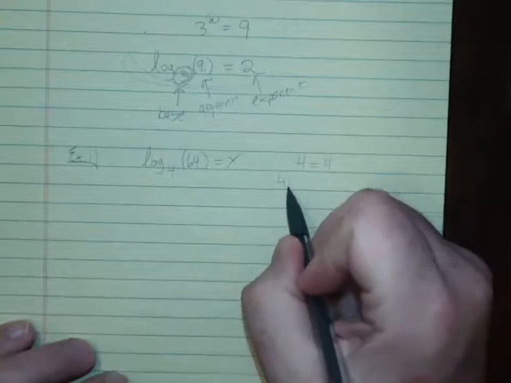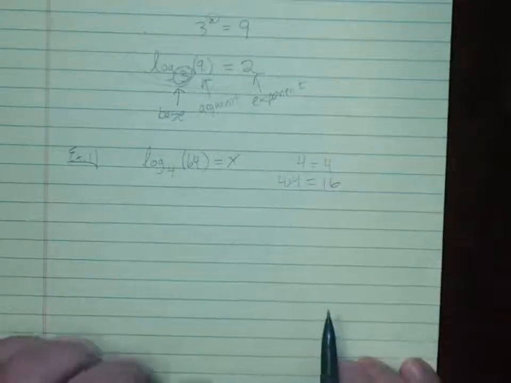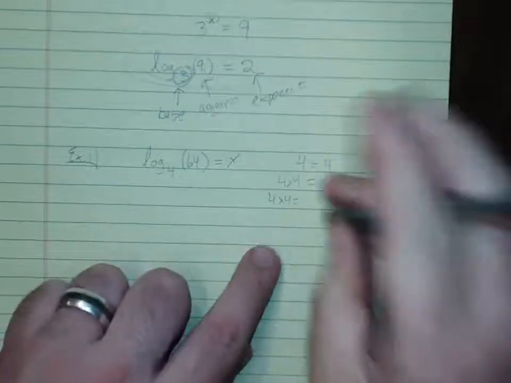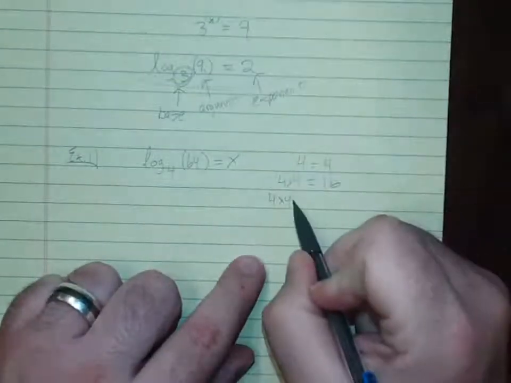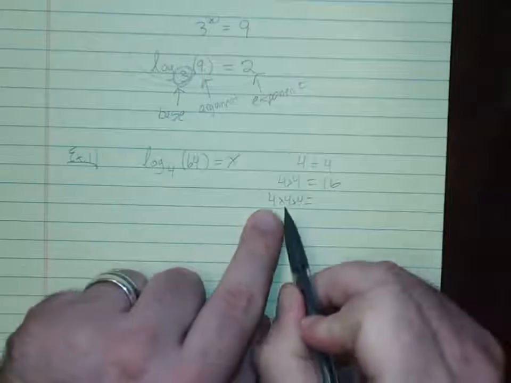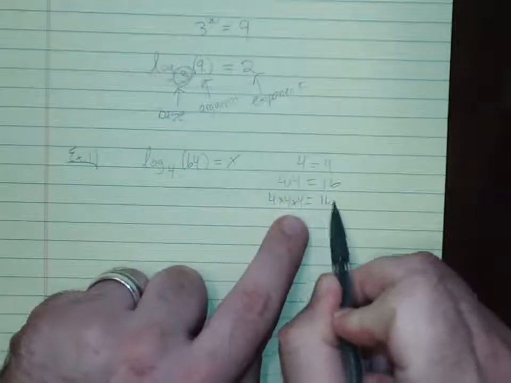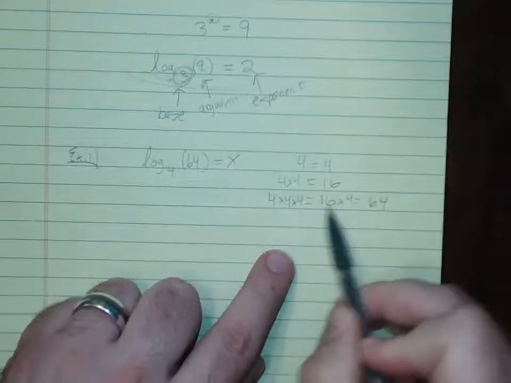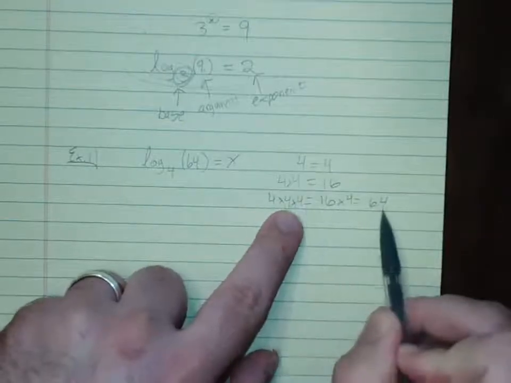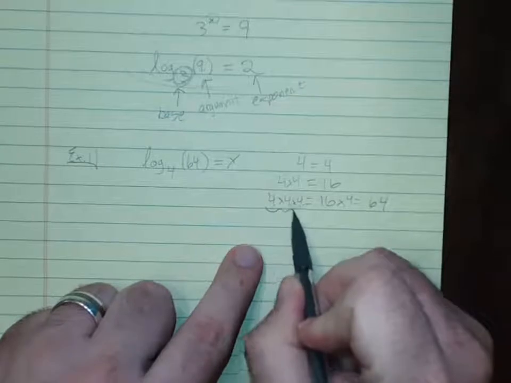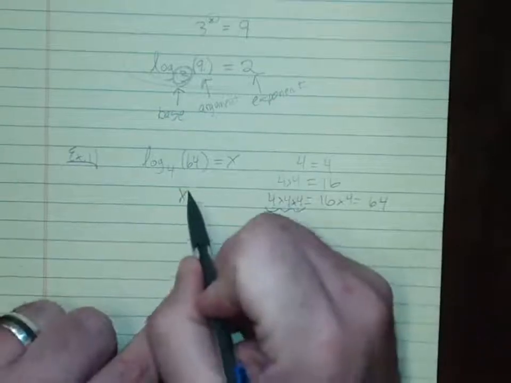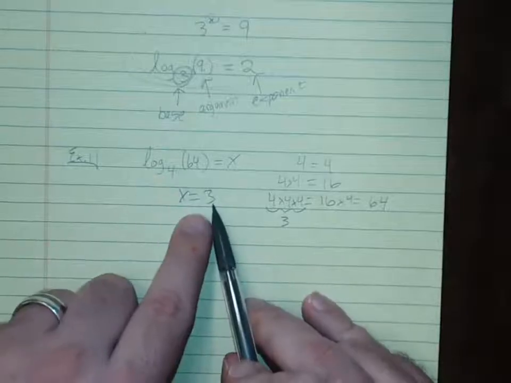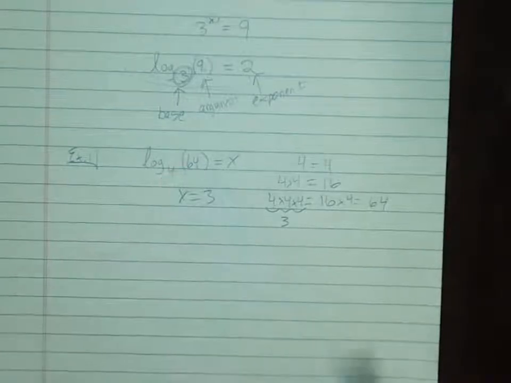If we did 4 times 4, that would be 16, right? Let's do 4 times 4 times 4. We know 4 times 4 is 16, and we would multiply that by 4, and that gives us 64. So look, 4 times 4 times 4 gives us 64. That's 3 of them. Therefore, x equals 3. We're saying if you multiply 4 by itself 3 times, you get 64.